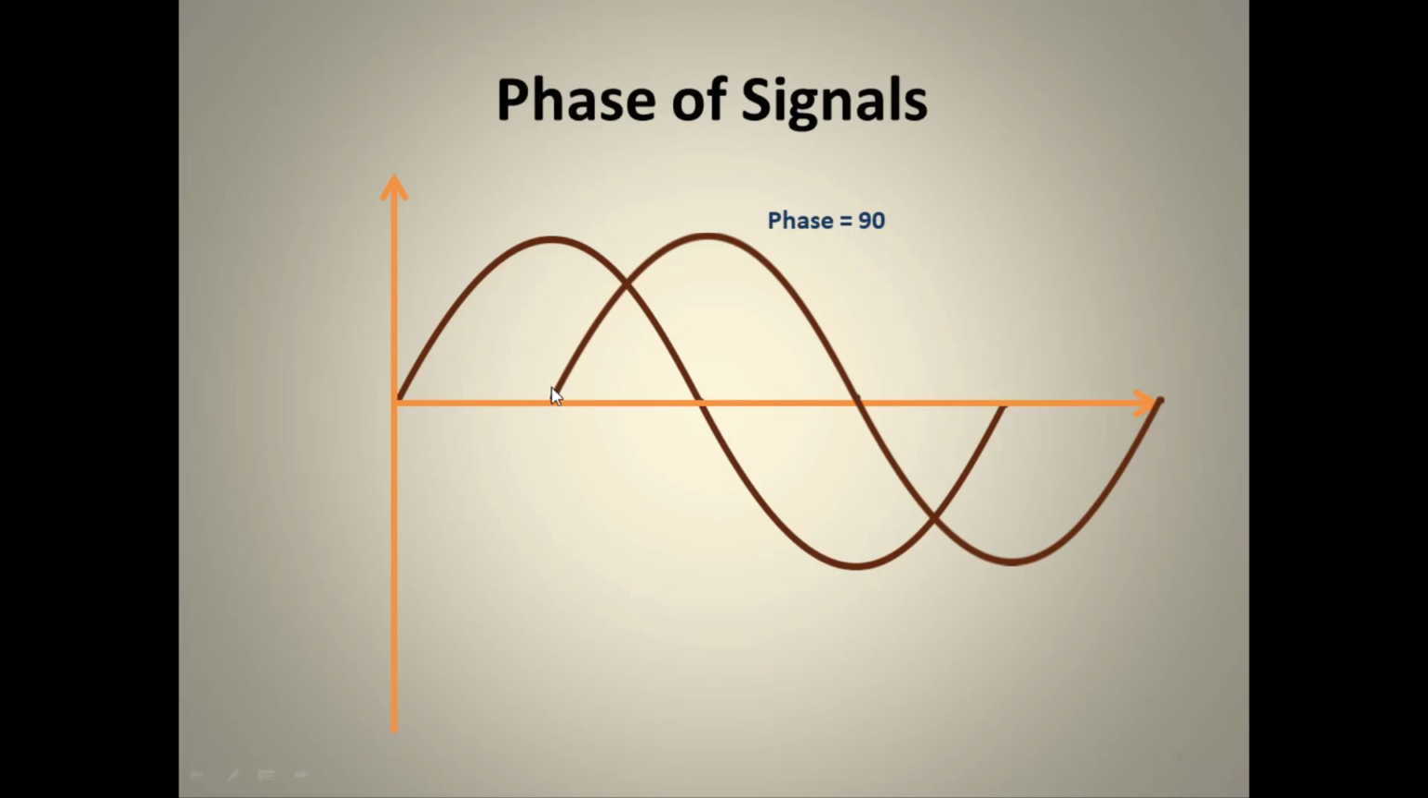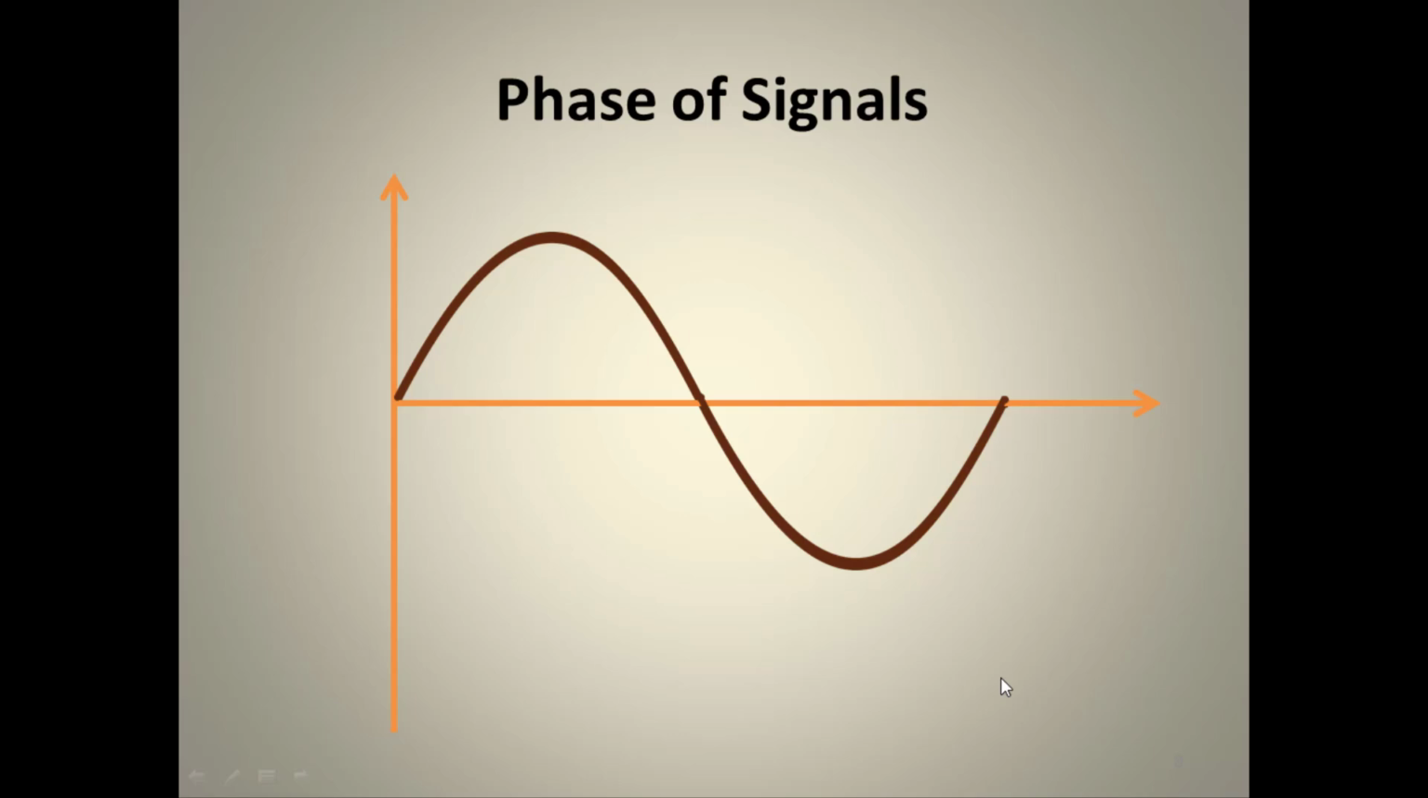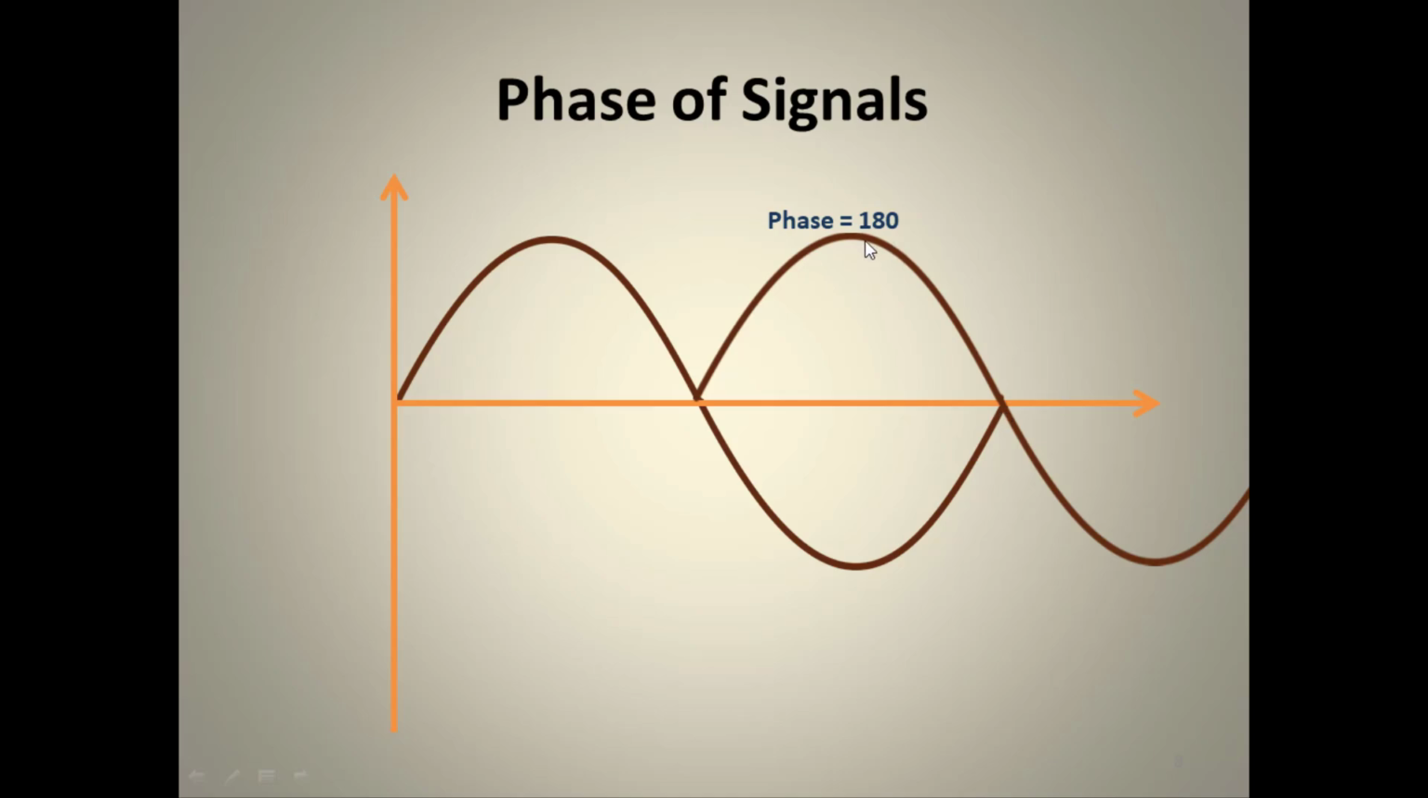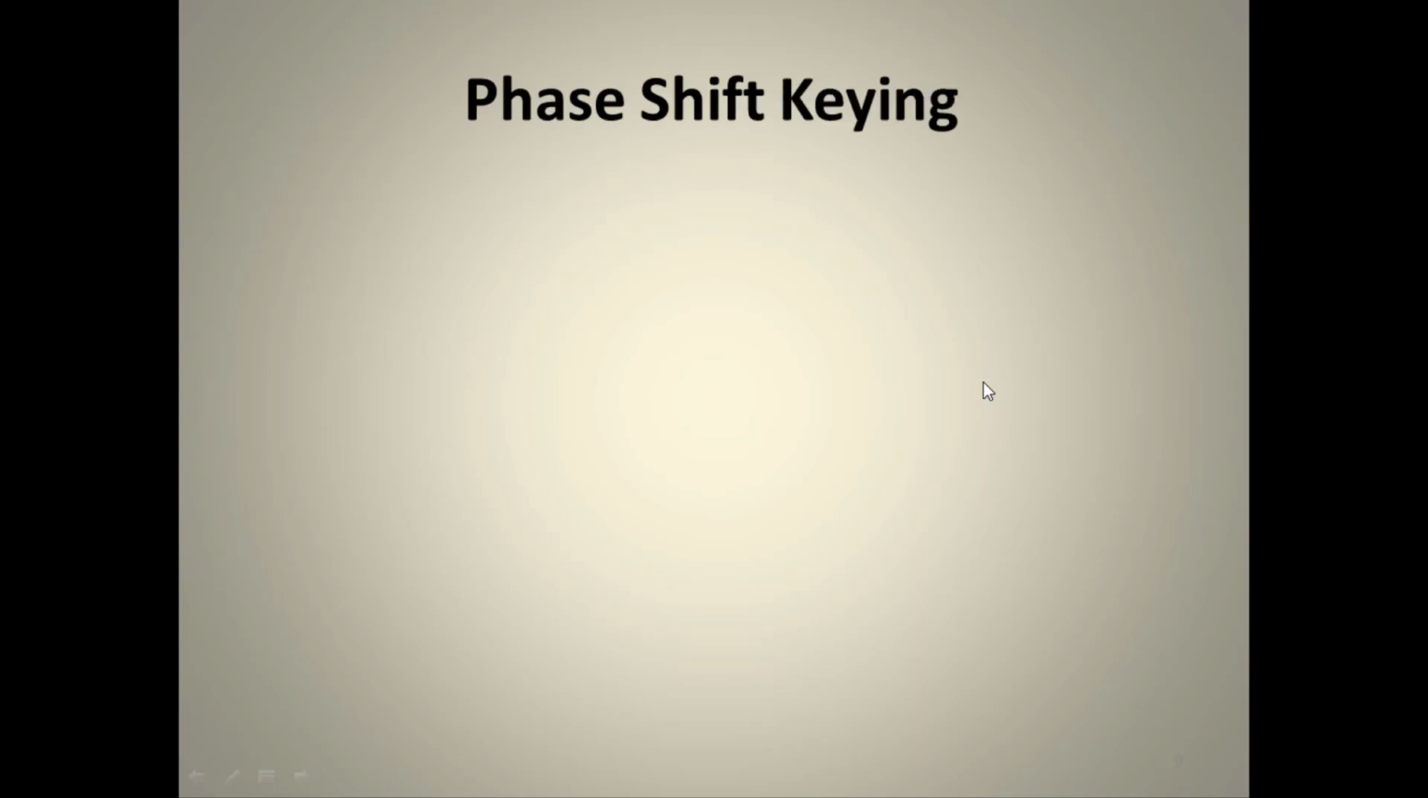So this wave starts from here. If we draw a single line from here, we see this is 90 degrees. In this case the two signals differ by a phase of 180 degrees. This entire half wave is 180 degrees, and the other starts after 180 degrees, so the phase shift is 180 degrees. Keeping this concept of phase angle in mind, we continue with phase shift keying.